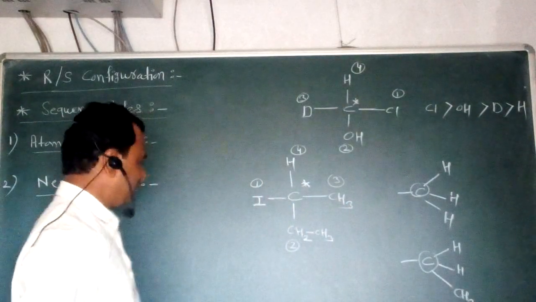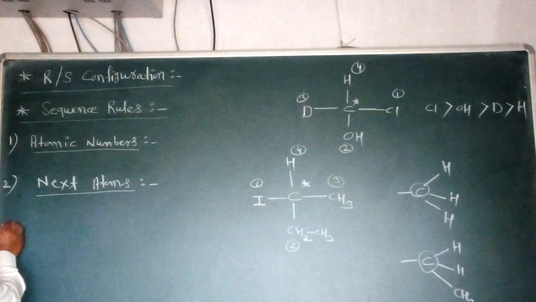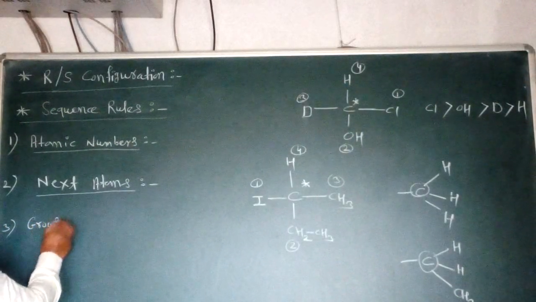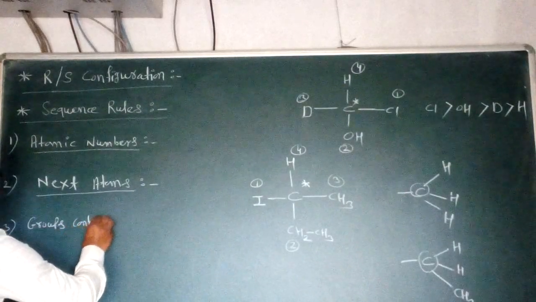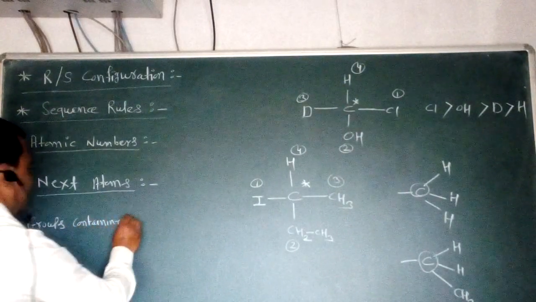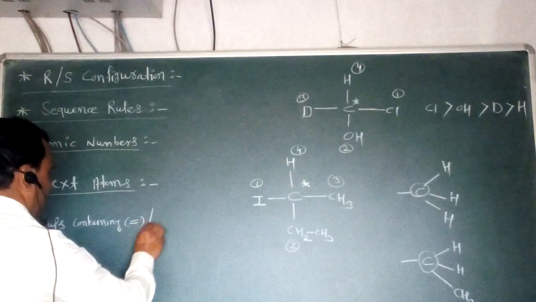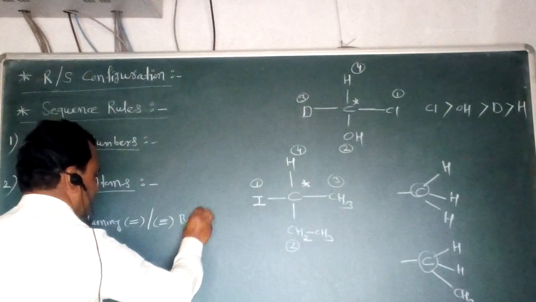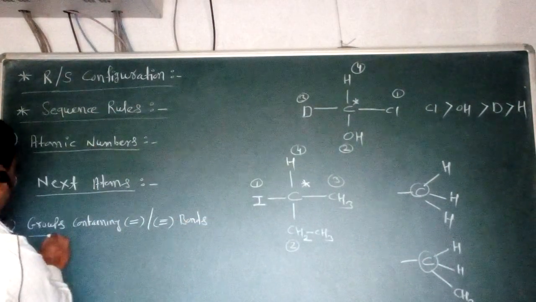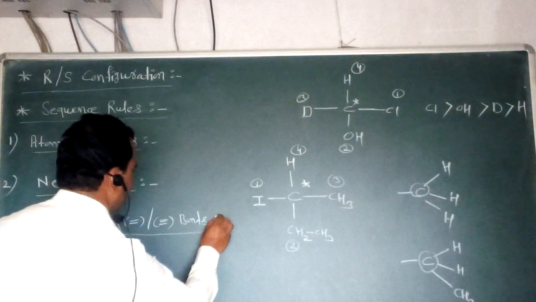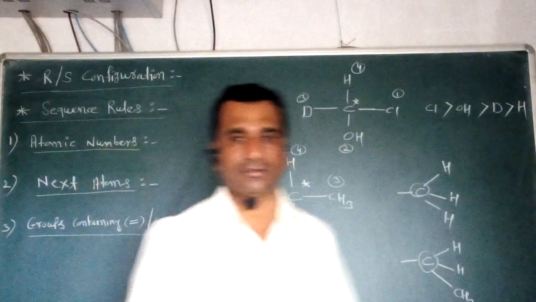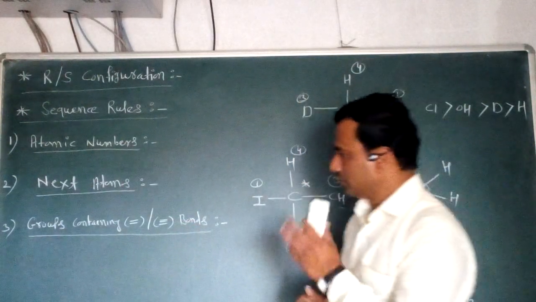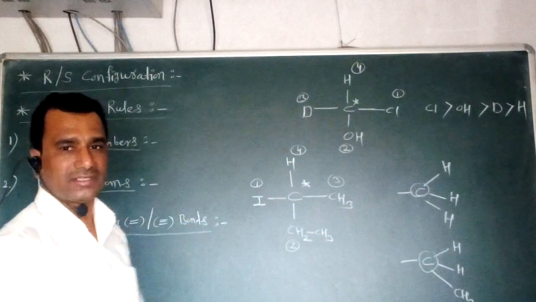Now after considering these two simple sequence rules, we have to take into consideration the next rule, that is, groups containing double or triple bonds. So this is the next important sequence rule for assigning priority among the groups. This is called groups containing either double or triple bonds.